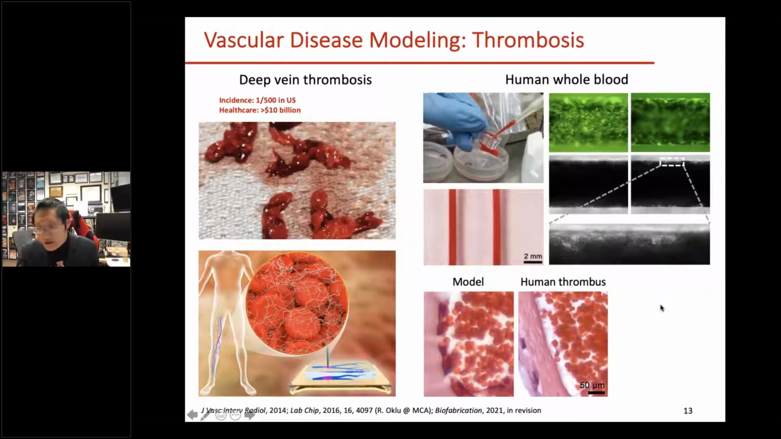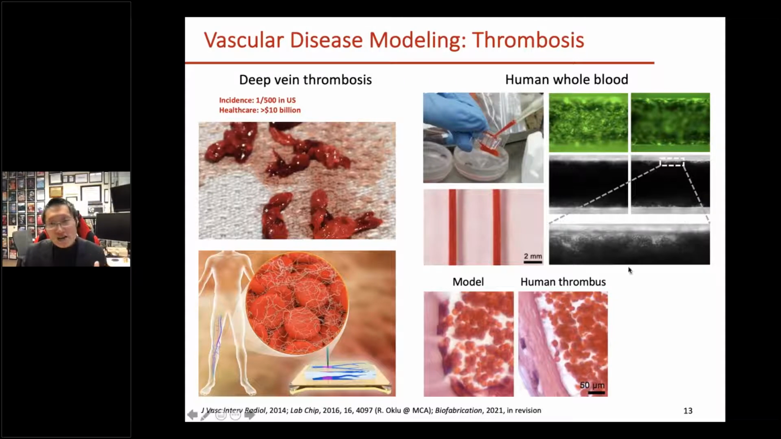All right, so not only can you create a model of healthy vasculature, but you can also create disease models of the vasculature, for example, deep vein thrombosis, right? Once you have printed and endothelialized these microchannels, you can start to infuse them with, for example, human whole blood, and then clot the blood in the channels. Then you can create a very simple but biomimetic model of the human thrombus.